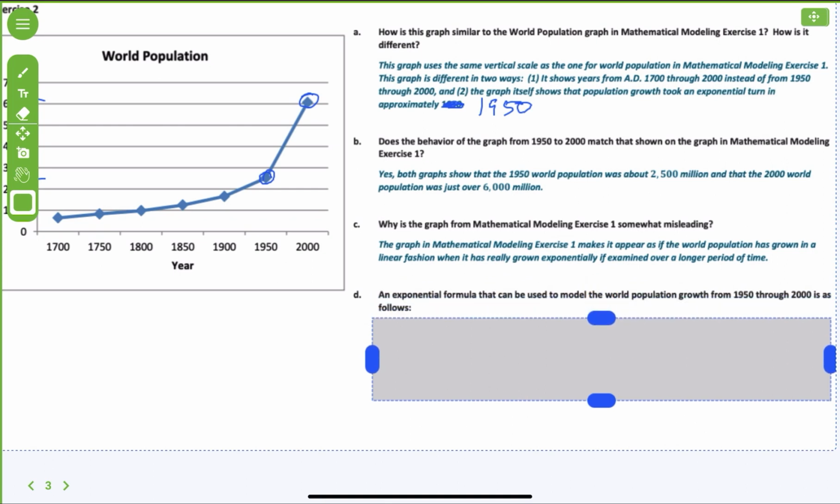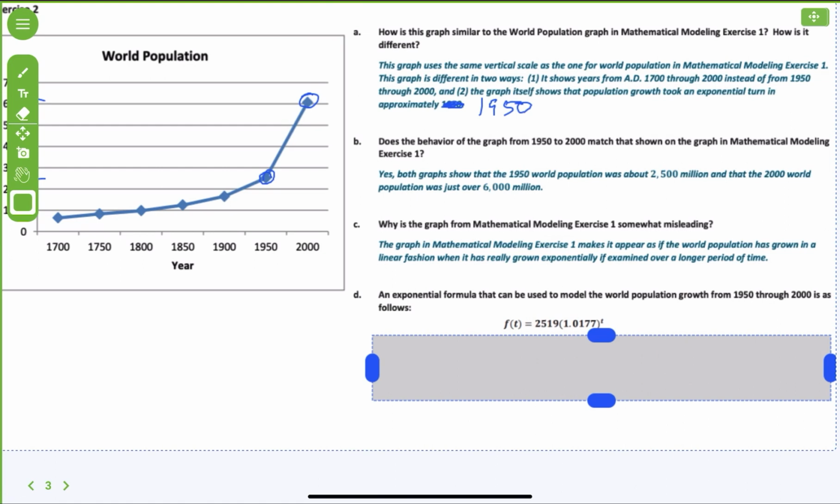Okay. D says an exponential formula that can be used to model the world population growth from 1950 through 2000 is as follows. So this is the actual formula that we're going to look at. F of t is equal to 2,519, instead of 2,500, what we estimated it at, times 1.0177 to the t. So that's the actual growth here for the world.